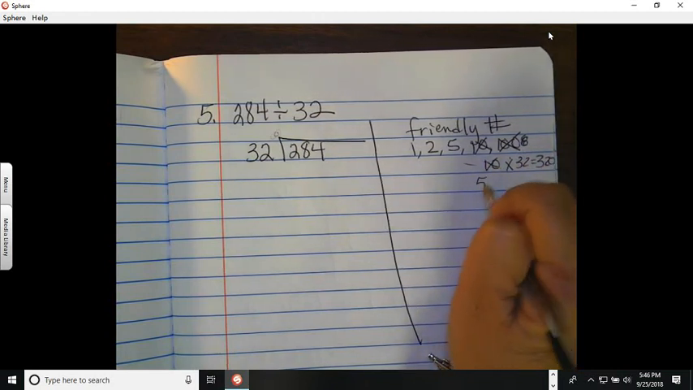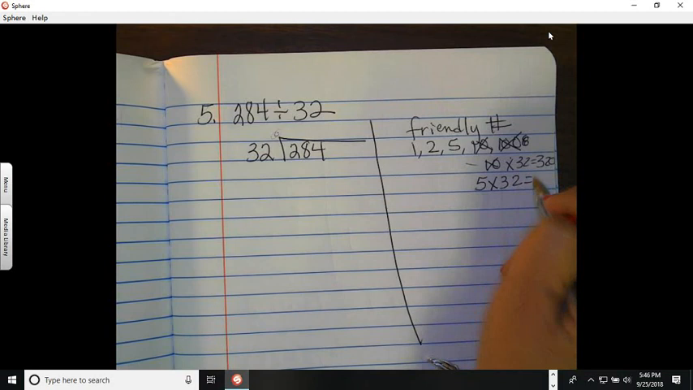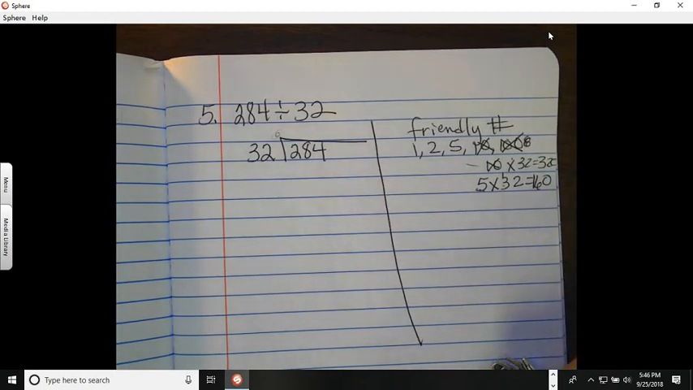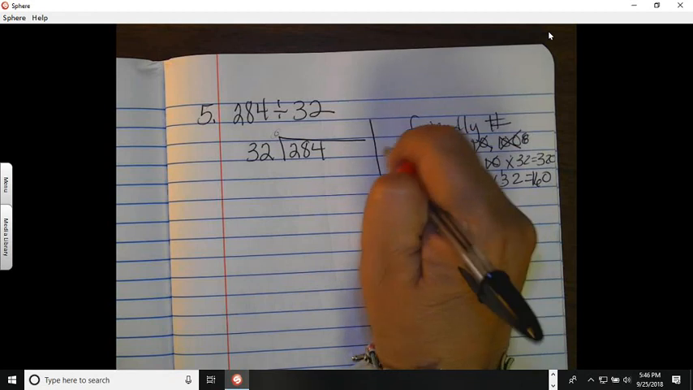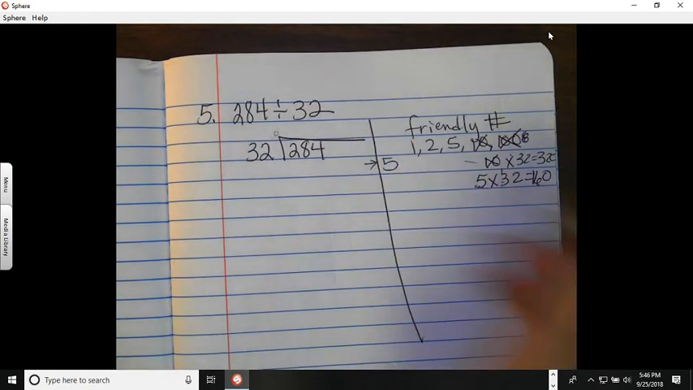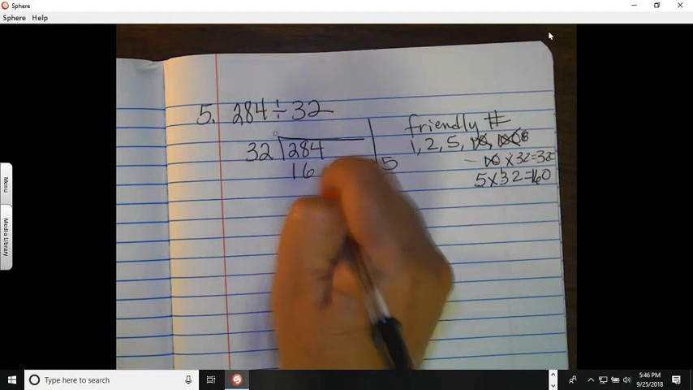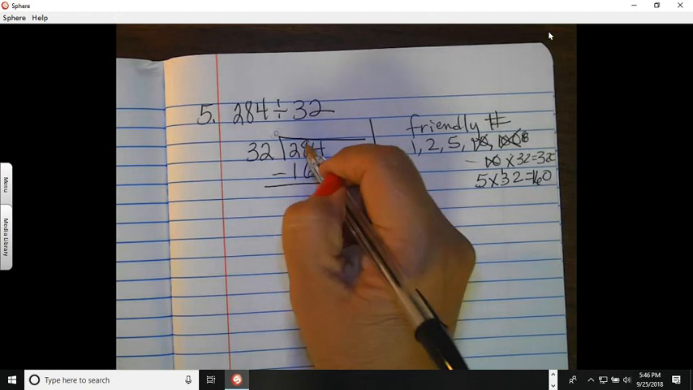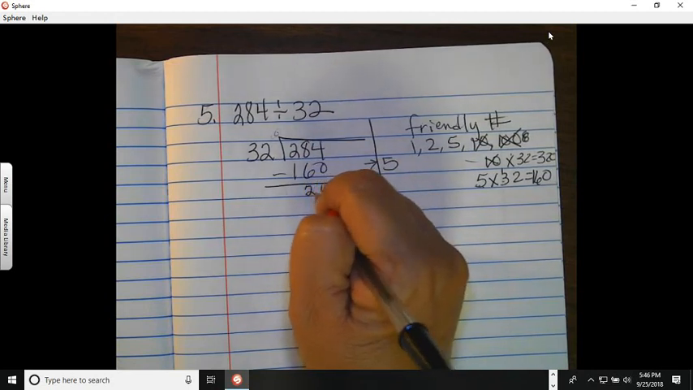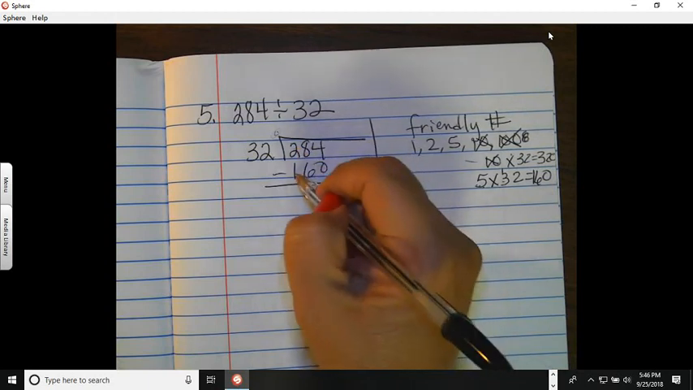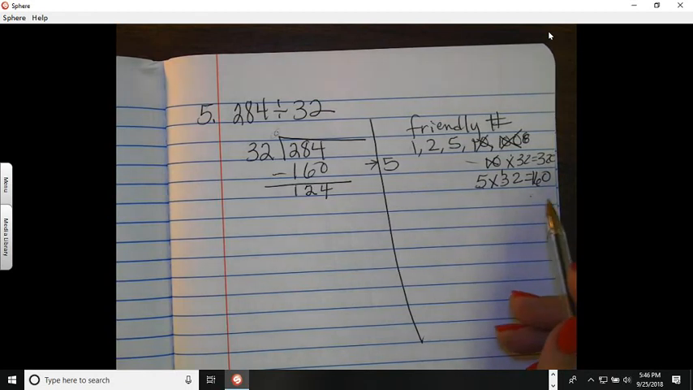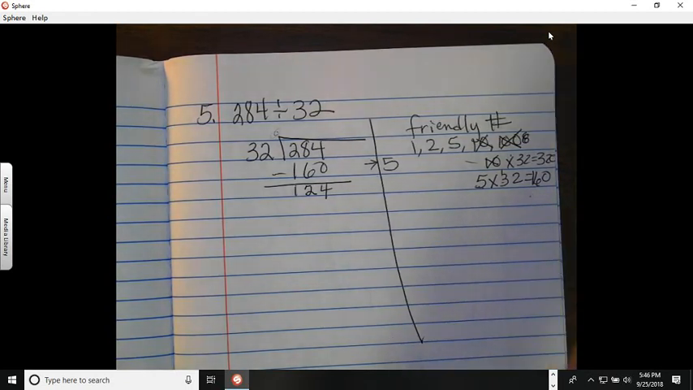Now I'm going to half that one at 5 times 32. 5 times 2 is 10. Carry my 1. 5 times 3 is 15 plus 1 is 16. And look at that. That's going to work right there. So I'm going to place my 5 here where I'm going to be putting my 160. And now I can subtract 160 from that. 4 minus 0 is 4. 8 minus 2 is 6. 2 minus 1 is 1. Can I keep taking 160 out of there? No, I'm done there. So I can't go any further.